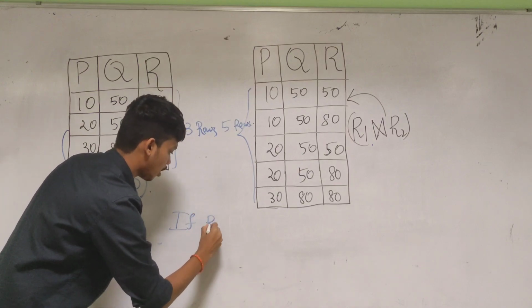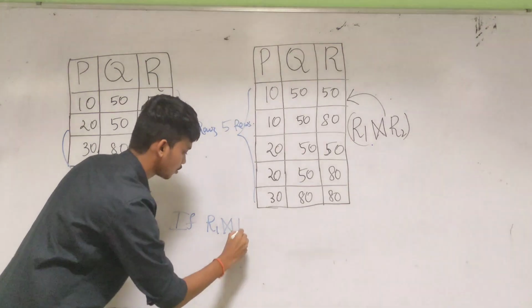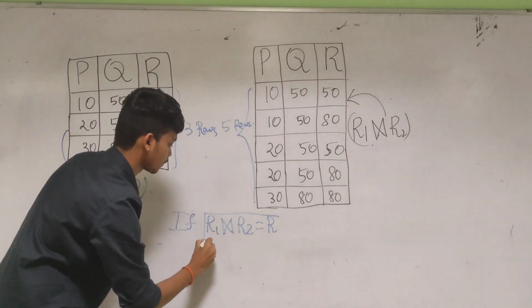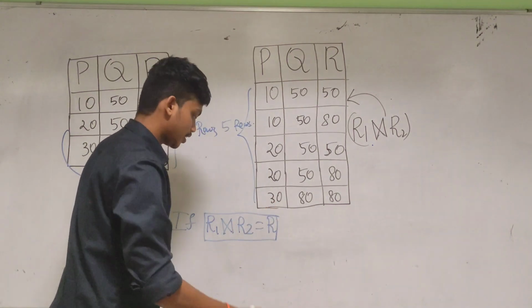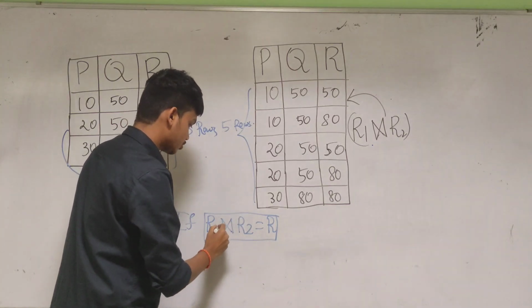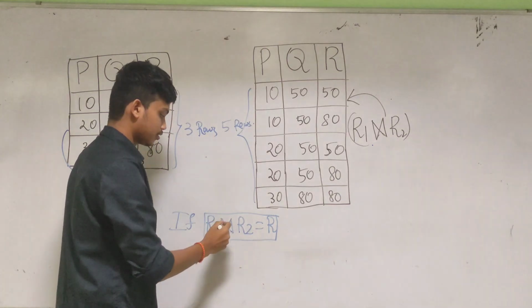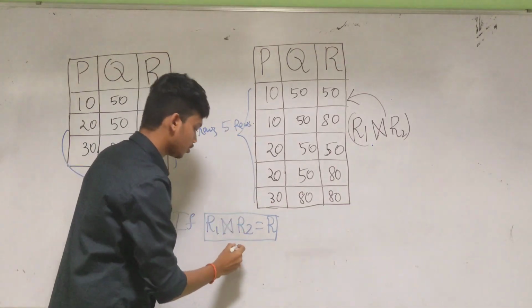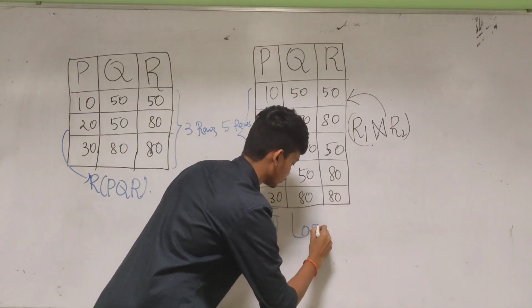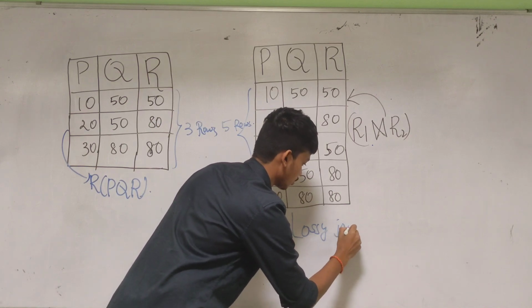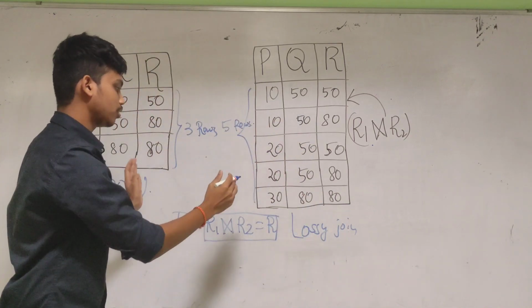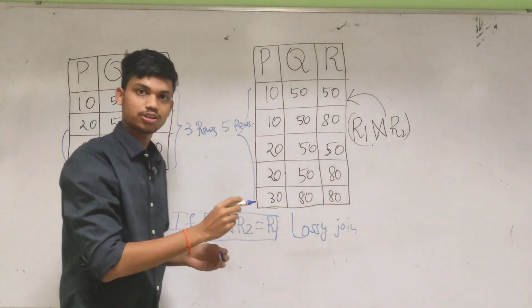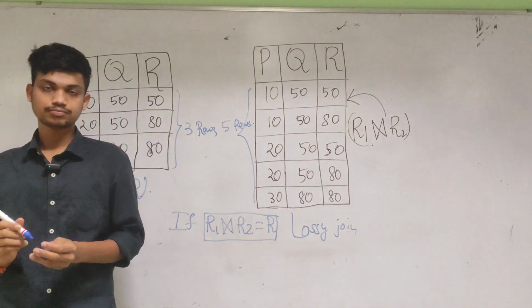If R1 natural join R2 is equal to relation R, then we can say that this join is lossless join, or else it is lossy join. So here these rows are different, so it is lossy join, and the decomposition of this table is lossy decomposition. So this decomposition is lossy decomposition. Note it down.